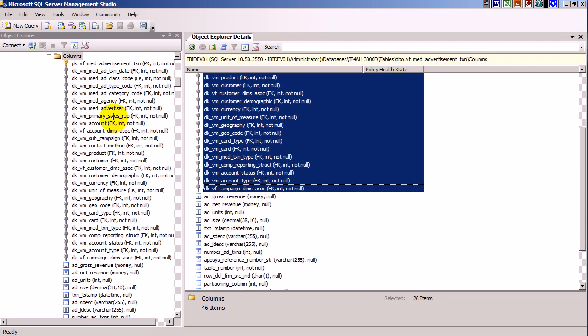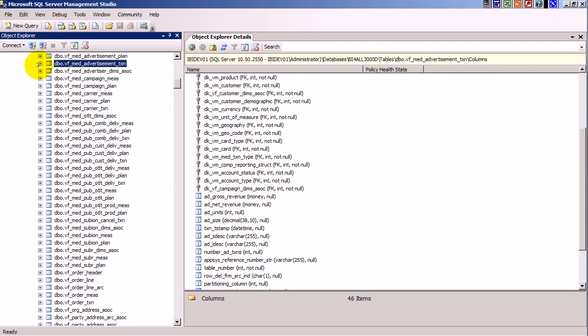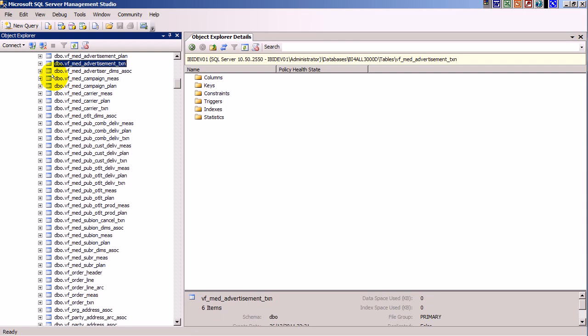Again, in all cases you can hit pause and read these things. Ad gross revenue, ad net revenue, ad units, ad size, timestamp, ad description, ad long description. So we were attributing revenue to the ad transactions in these cases. Okay. So when an advertisement happened, we were recording that record.